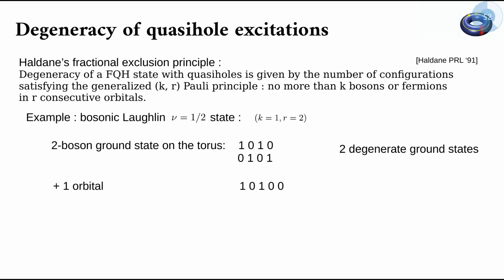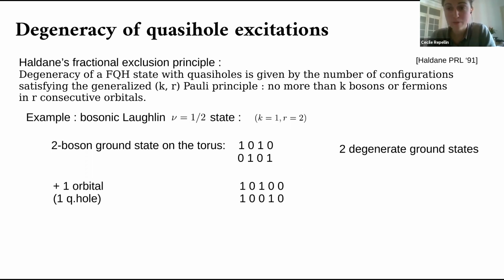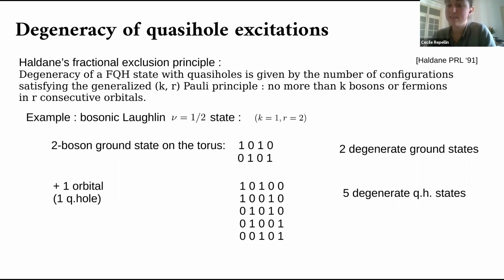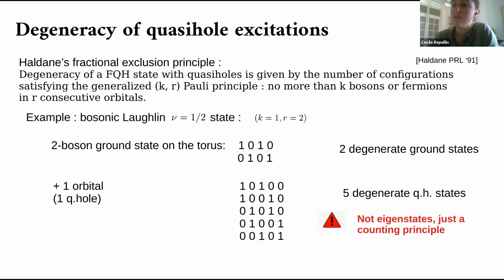Now I'm adding one empty orbital, one more accessible state. I can add it at the end, but I actually have a few more configurations that will satisfy this rule of no more than one boson in 2 consecutive orbitals. And I can write down 5 of those states. So this predicts that I will have 5 degenerate states for the configuration when I have 2 bosons and 5 orbitals, and I'm counting Laughlin quasi-holes.